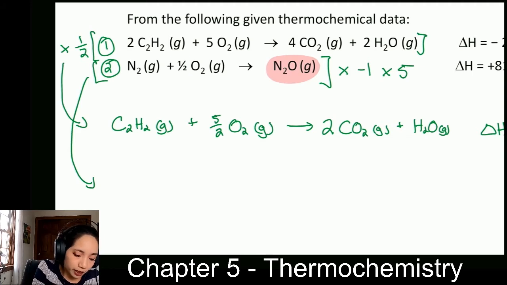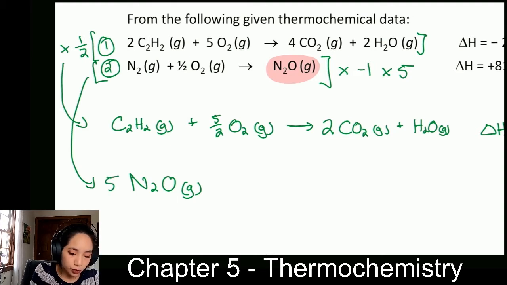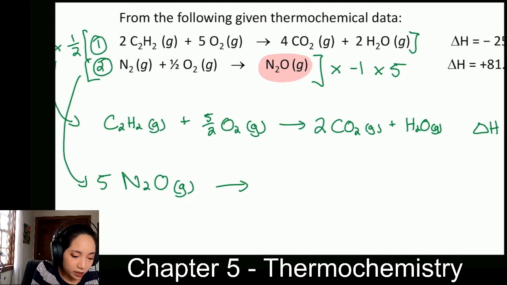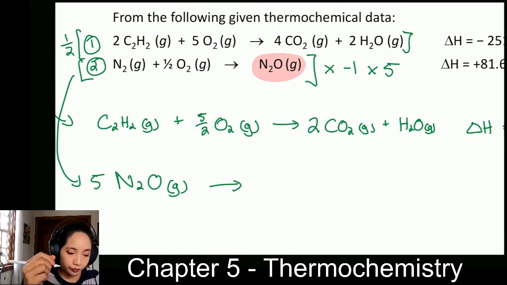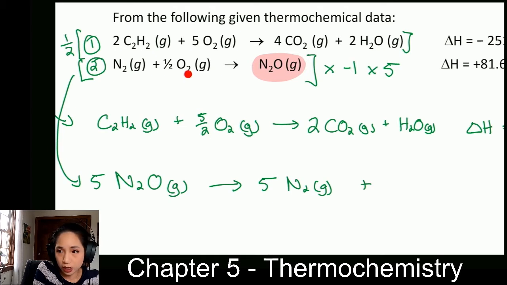So if I flip it, then N2O is on the reactant side, but also multiply by 5. So there's 5 N2Os there. All right, and now the reactants become products. So nitrogen gas, but 5 of them. So 5 N2 gases plus, so there's a half oxygen here. So a coefficient of a half times 5 is 5 halves oxygen gas.